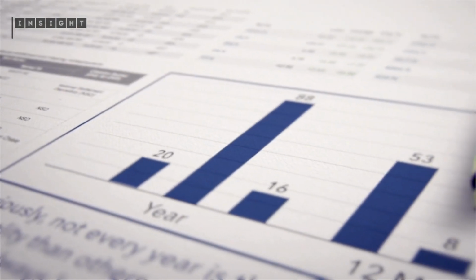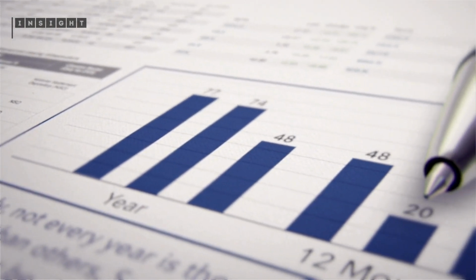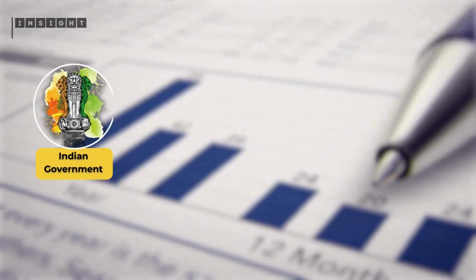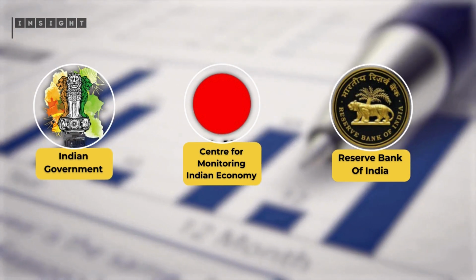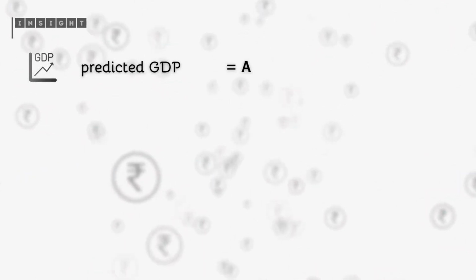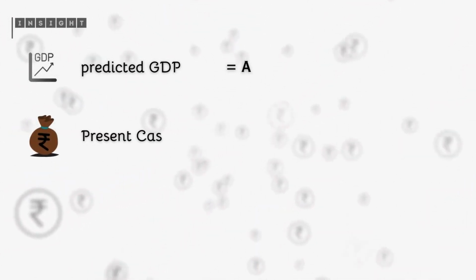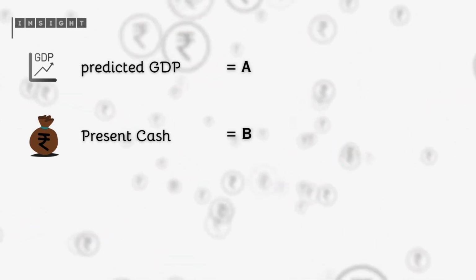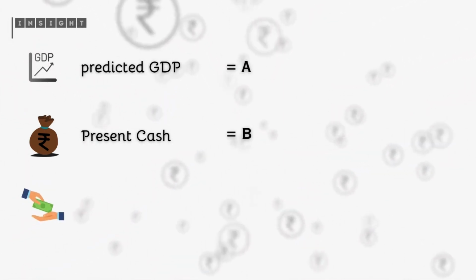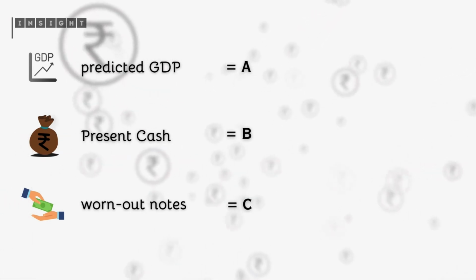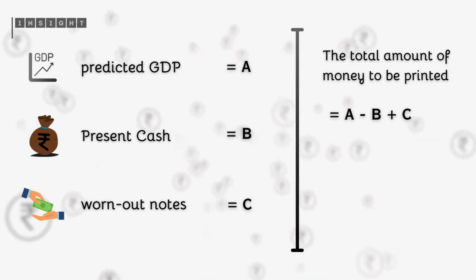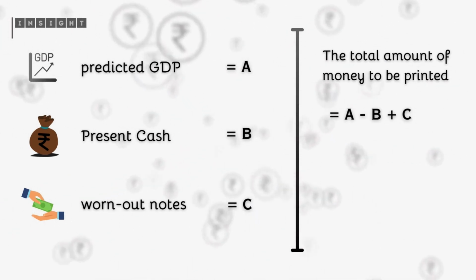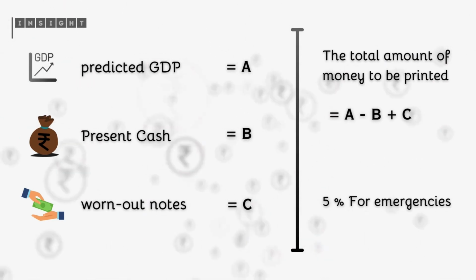Now, first the predictions regarding the GDP for the upcoming year are taken into account. The Government, the Center for Monitoring Indian Economy, and the RBI's research wing play a key role in it. Let's name this predicted GDP as A. Now, consider the amount of cash already with the RBI and banks, labeled as B. Then, there's the demand for replacing worn-out notes, which we'll call C. The total amount of money to be printed is calculated as A minus B plus C. And just to be on the safe side, an extra 5% is added for emergencies.